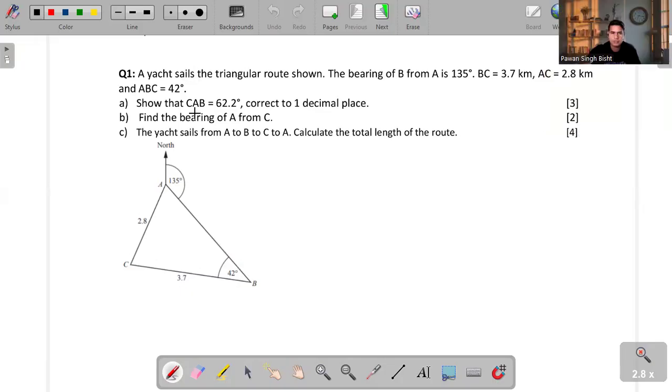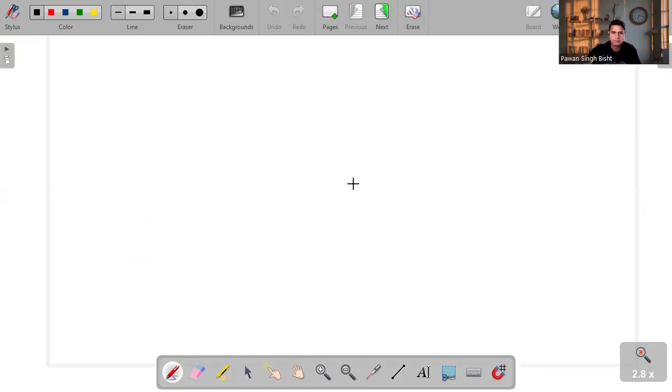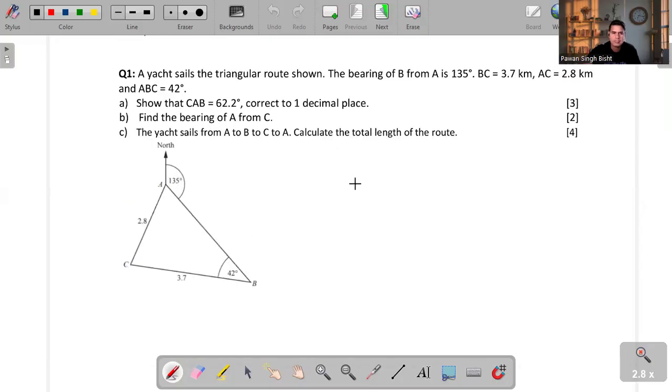First they say show that angle CAB is 62.2, correct to one decimal place. CAB means this angle. We have to prove this angle is 62.2. Remember, in the previous worksheet we discussed the sine rule and cosine rule. Angle B we know. The side opposite to angle B is small b, and the side opposite to angle A is small a. So we apply the sine rule here.